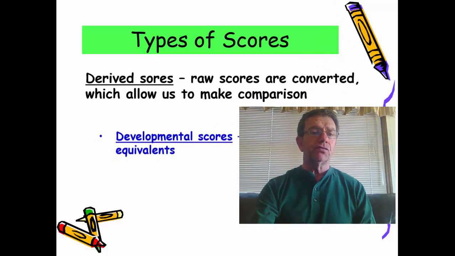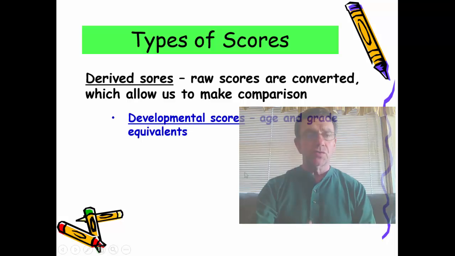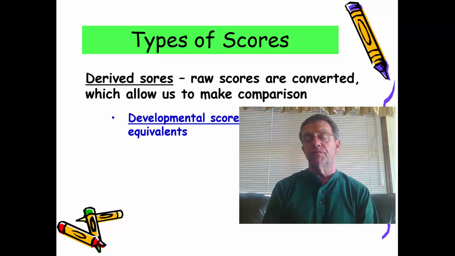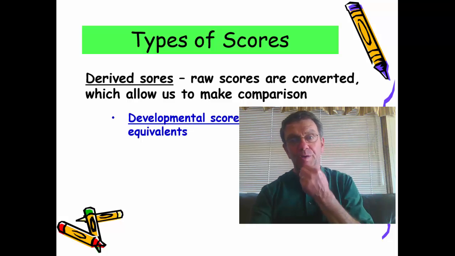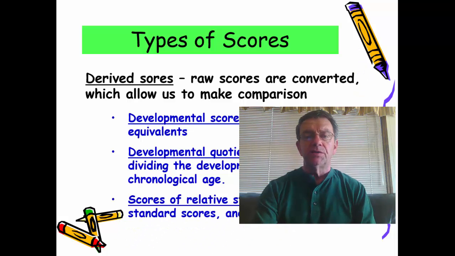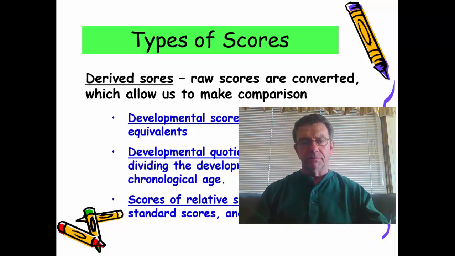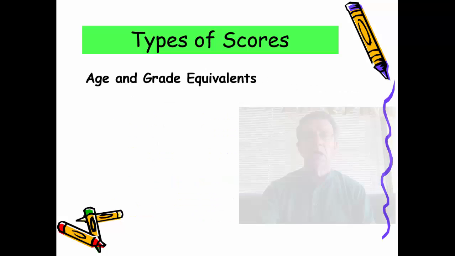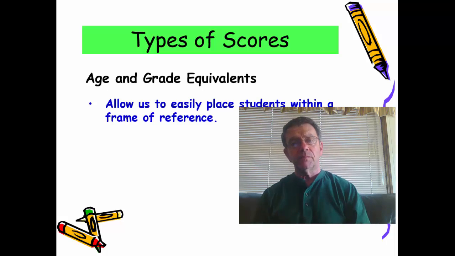So the types of scores are derived scores, where raw scores are converted, and they allow us to make a comparison. Developmental scores, all of us are used to those. If you've done running records or any kind of reading assessment, you'll get an age or a grade equivalent. A student is reading at the 4.5 level, fourth grade, fifth month. So we're all familiar with that. A developmental quotient, I'm not even going to go into that. It's like an IQ, but it's based on chronological age versus the achievement. And there are scores of relative standing: percentile, standard scores, and stanines. Not going to talk about those either. I'm going to talk about age and grade equivalents because we use those all the time.